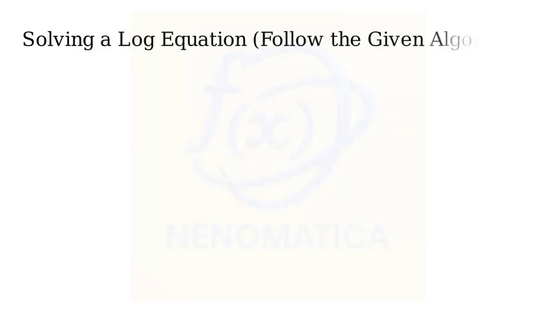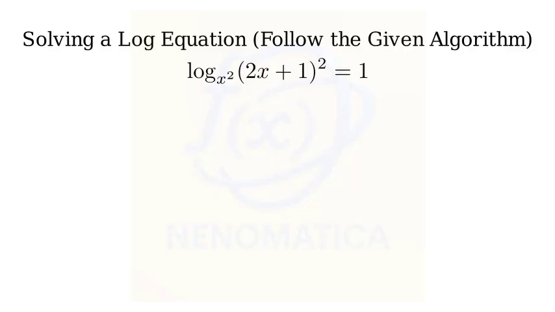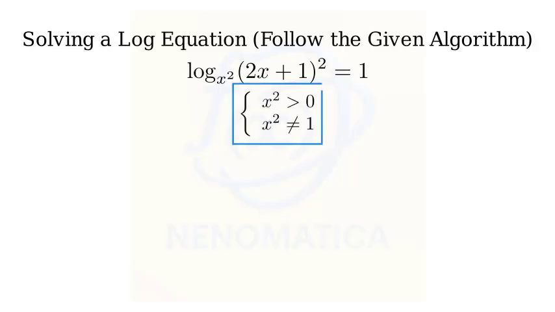Example, we will solve the logarithmic equation, log base x squared of (2x plus 1) squared equals 1. We will follow the exact algorithm shown, step by step. Step 1. State the base conditions. Because the base is x squared, we must have x squared greater than 0, and x squared not equal to 1.